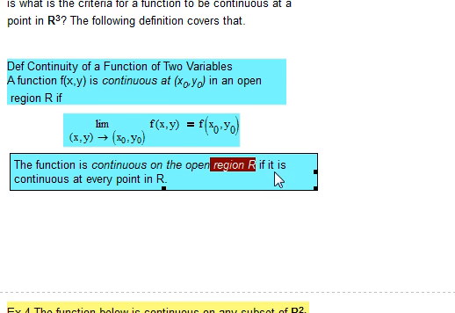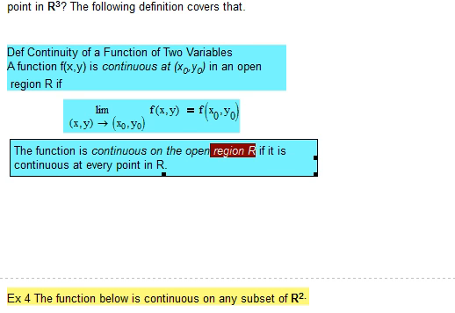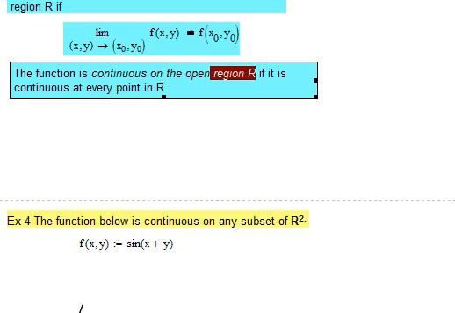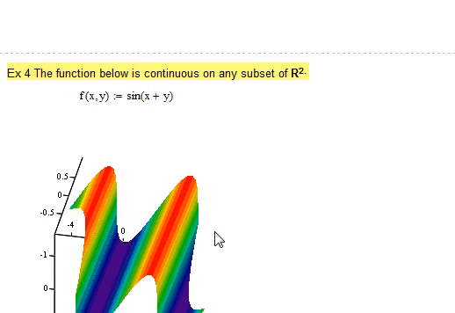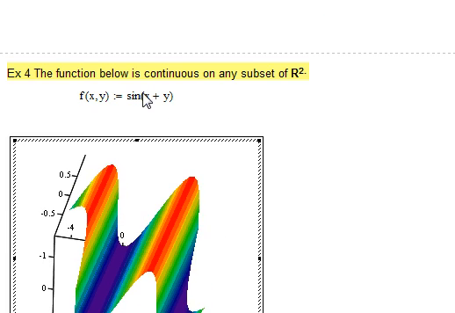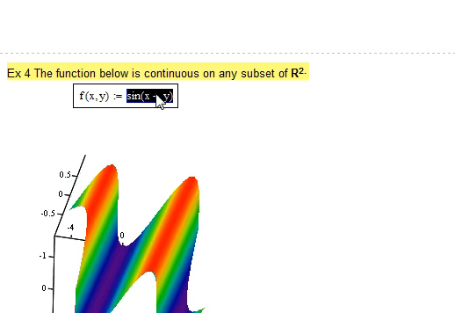Sometimes you would say at every interior point of R. Interior meaning not the boundary. So here's an example of a function that's continuous on any subset of R squared, and it's just a trig function, f of x, y equals sine of x plus y.